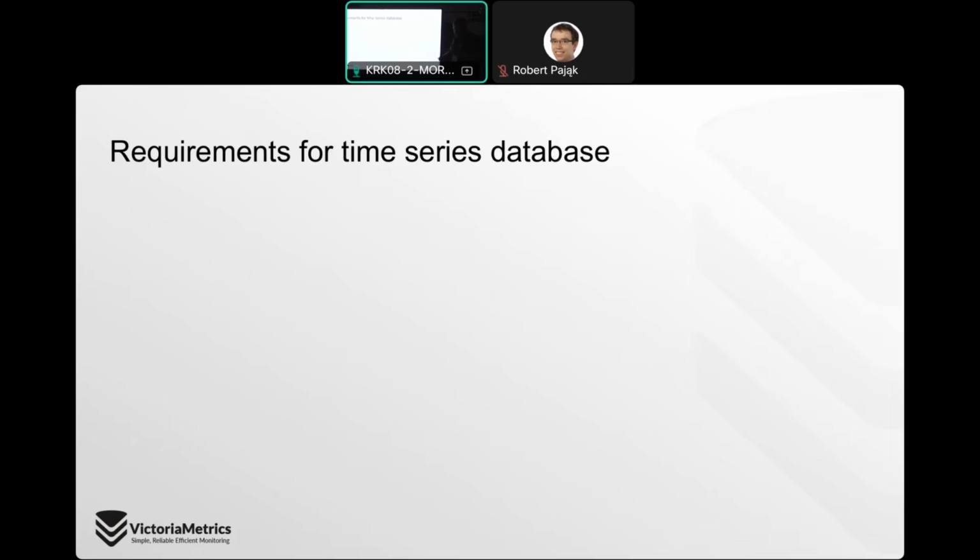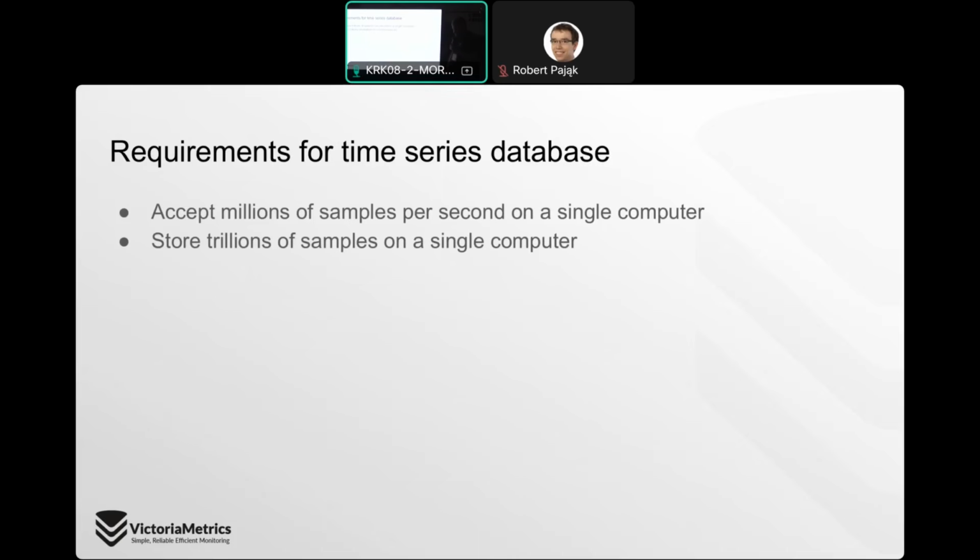And let's look at the requirements for a time series database. The first requirement is that this time series database must be able to accept millions of samples per second on a single computer. That's a good requirement, and it rules out traditional databases instantly. The second requirement is that if you multiply by the number of seconds to store these collected samples, you will get trillions of samples. And it would be good if you could store these trillions of samples on a single computer.